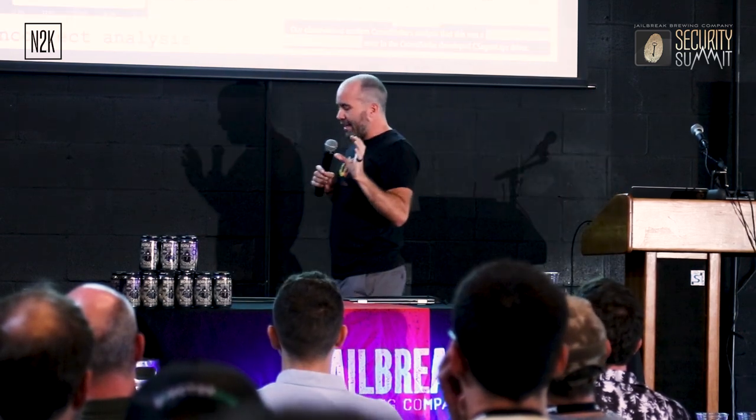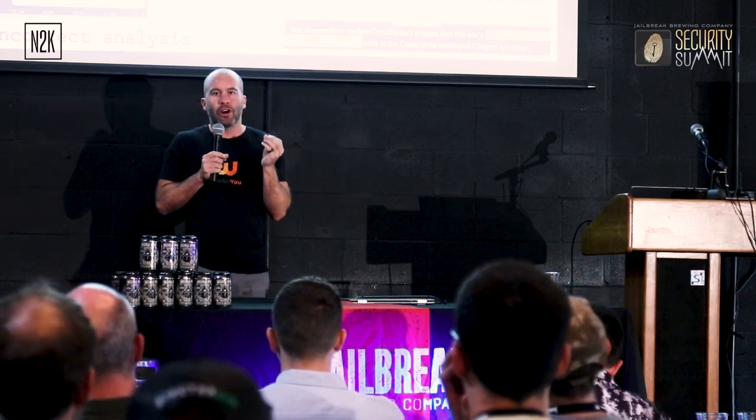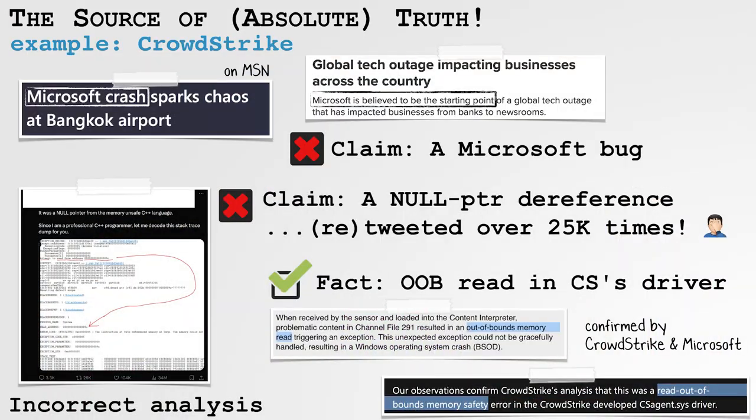Now, the last thing I want to point out about crash reports is that they are, in my opinion, the absolute source of truth, at least when we're talking about bugs and vulnerabilities. Great case study, we'll dive into this next, is CrowdStrike. So when Windows systems around the world started crashing, who did everyone blame? Microsoft, right? So the media jumped out and said, Microsoft crash sparks chaos at airports and banks and everything. And this turned out to not really be the case because it really wasn't a Microsoft bug. It turned out to be a bug in CrowdStrike software. But people didn't know that.